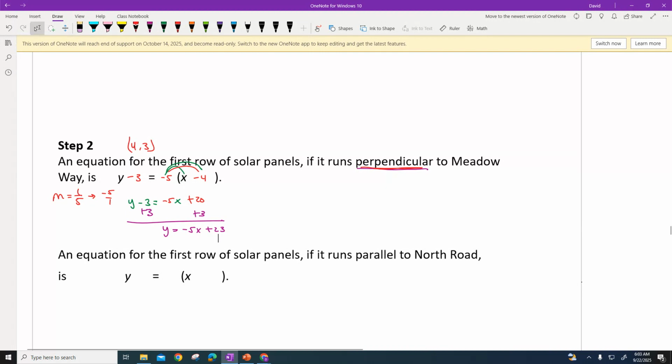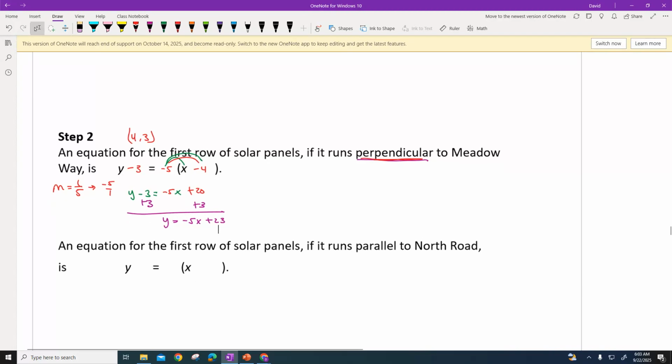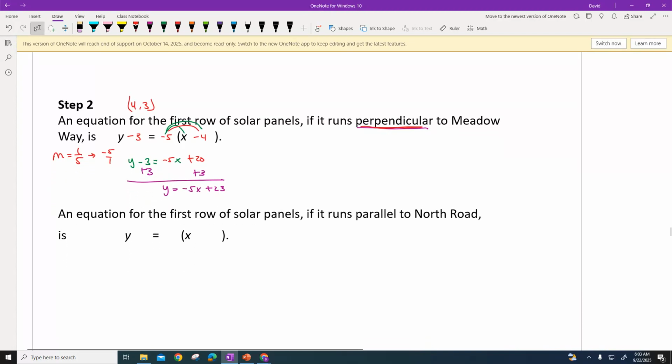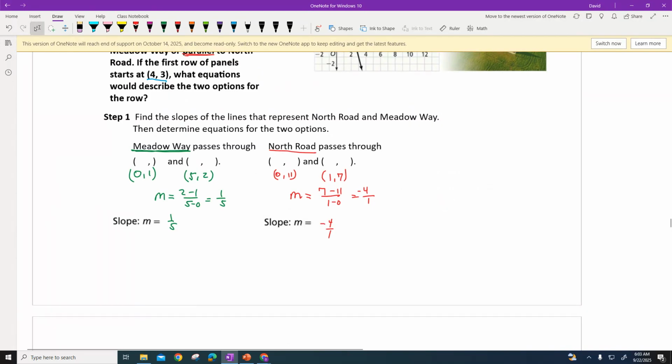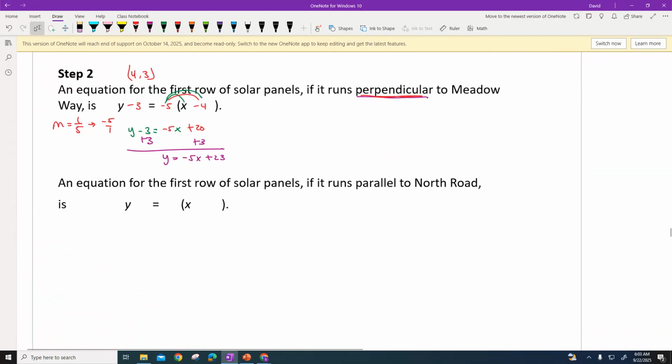Alright, try to be more careful on this next guy. The next guy wants to be parallel. So the slope for North Road up there was negative 4. And I want it parallel. I need my slope to be the same. But I want to still use that coordinate up there, 4, 3. So minus 3 goes there, minus 4 goes there. Let's go to work. I'll try to be more careful here.